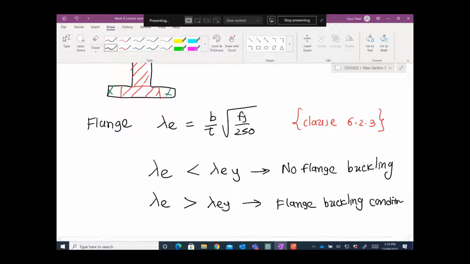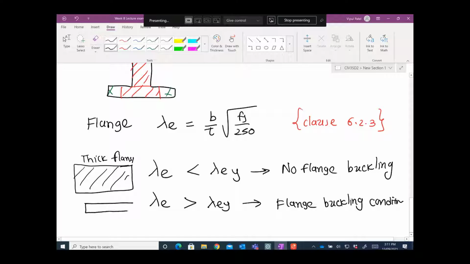By the way, it's telling me that you have your columns made of flange which is thick, just represented. This is the thick flange, and it will not buckle. And let's say if you are using this flange, then it will buckle.